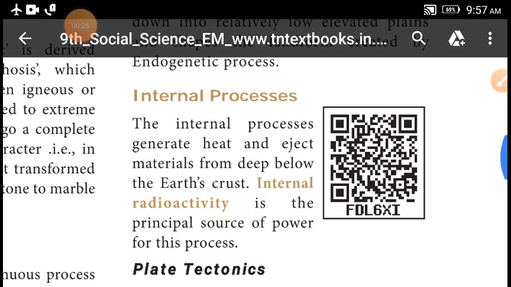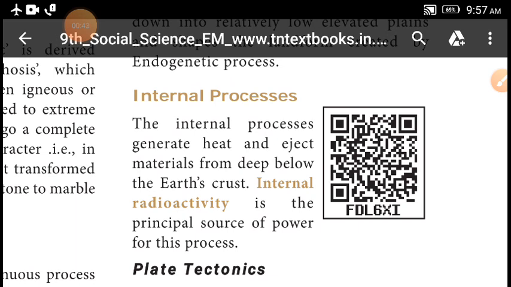What is that? Internal process. What happens inside of the earth? We are going to see what processes happen inside the earth. The internal process generates heat and ejects material from deep below the earth's crust.